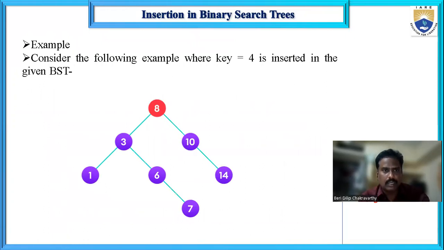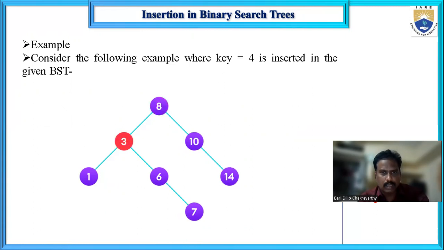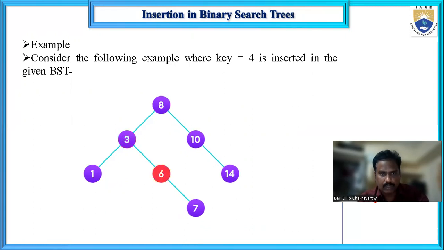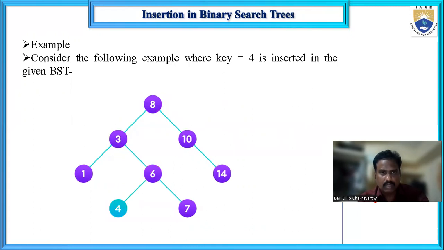You will get a clear idea here where I need to insert 4. First I'll go to my root node 8 and compare with my 8. As 4 is less than 8, I'll be moving to the left. That means I am going to 3. Again, I'm checking there. As 3 is less than 4, I'll be moving to the right, to the 6. Then again I'm checking here. As 4 is less than 6, I'll be making my 4 a left child of my 6. Okay, so in this way I'm inserting my element into the binary search tree.